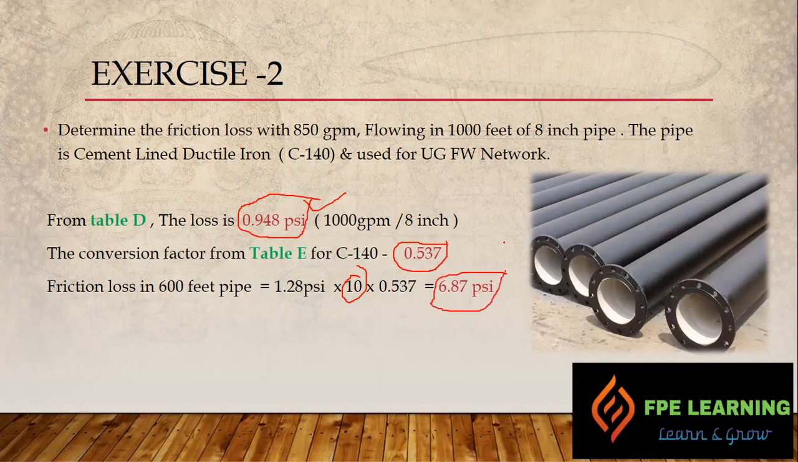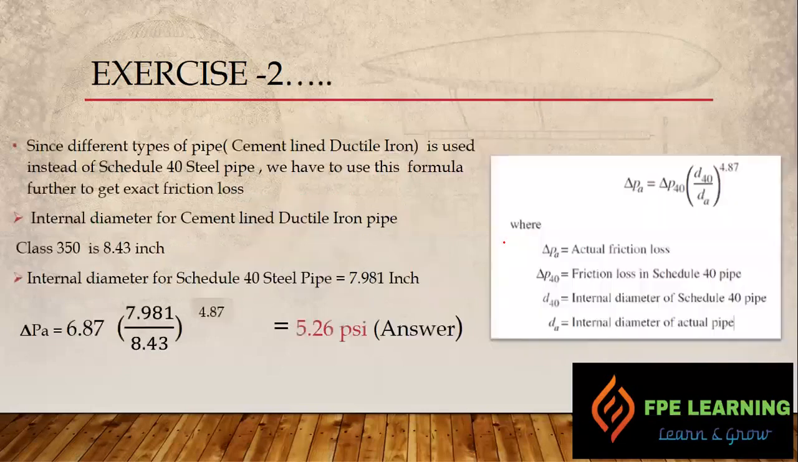But this is not our exact answer because now here we have a different type of pipe compared to schedule 40 pipe, right? Schedule 40 carbon steel pipe. Then the next slide, we have the final solution for that. Since a different type of pipe, which is cement lined ductile iron, is used instead of a schedule 40 steel pipe, we have to use this formula as I discussed in the beginning, right?